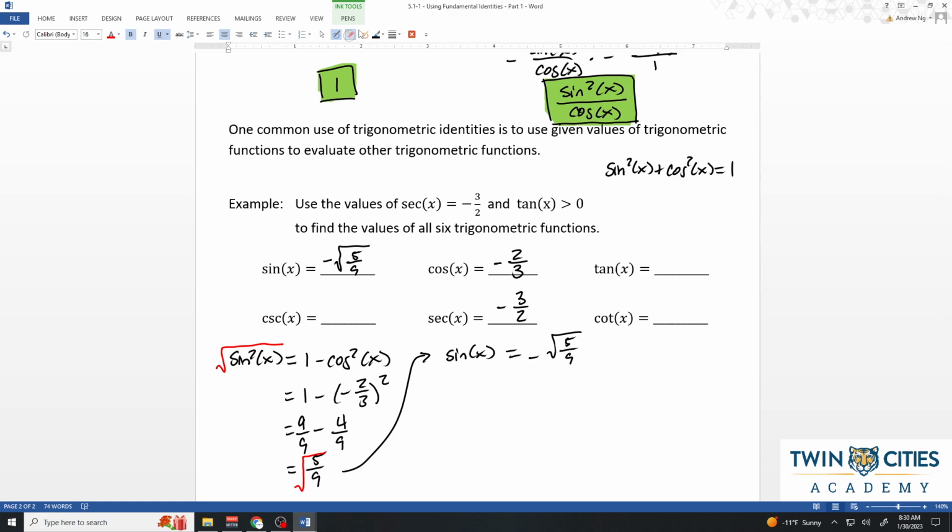Okay, and actually I can go one step further than that. I can actually take the square root of 9. I can say sine of x is equal to negative square root of 5 over 3.